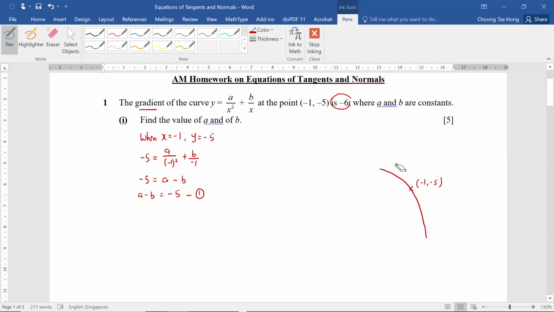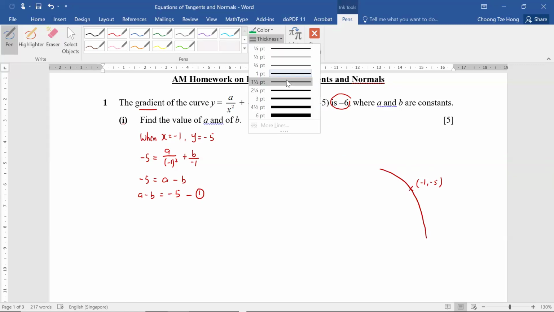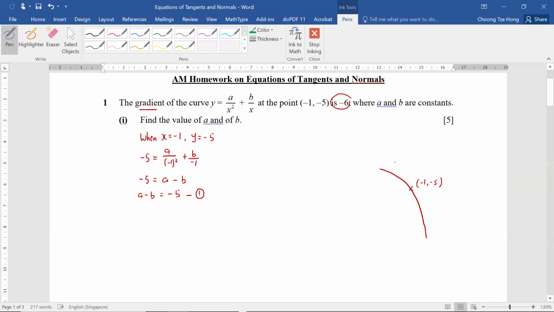Not good. Let me change the color of my marker, maybe to green. Then let's try to draw the tangent again. Nice. So let's say this is the tangent at the point -1, -5. What they are saying is that the gradient of this tangent will be -6. Right, so the gradient of the tangent is -6.